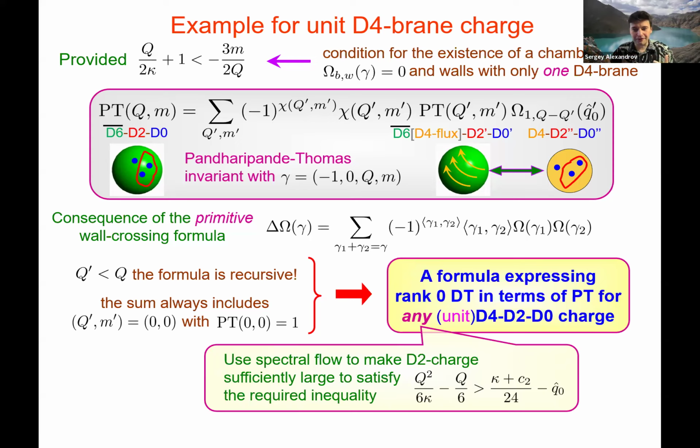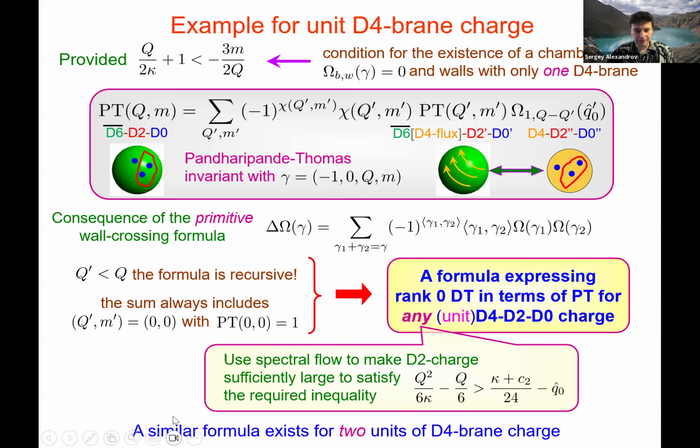And another interesting feature is that you can write such a formula for any charge of rank 0 DT invariant. You can ask how is it possible, because here I have a certain condition on charges. But the point is that rank 0 DT invariants are invariant under the spectral flow transformation, and you can apply the spectral flow in such a way that after the transformation, the charges always satisfy this inequality. So in other words, for any charge of rank 0 DT invariant, you can write such a formula expressing it through PT invariants.